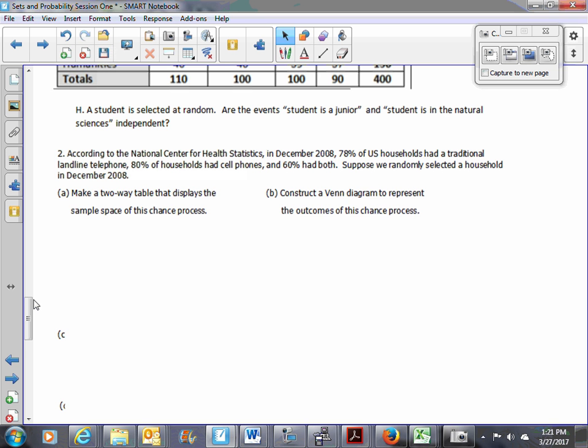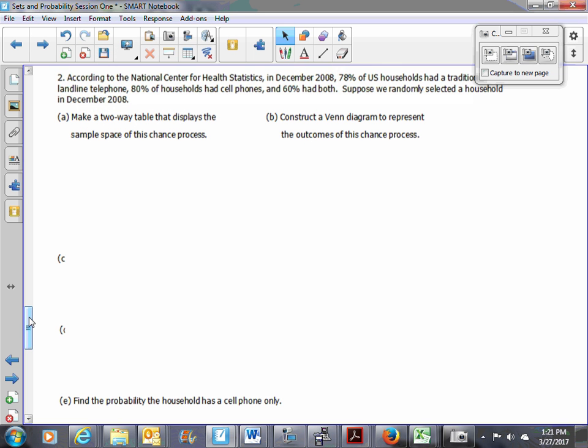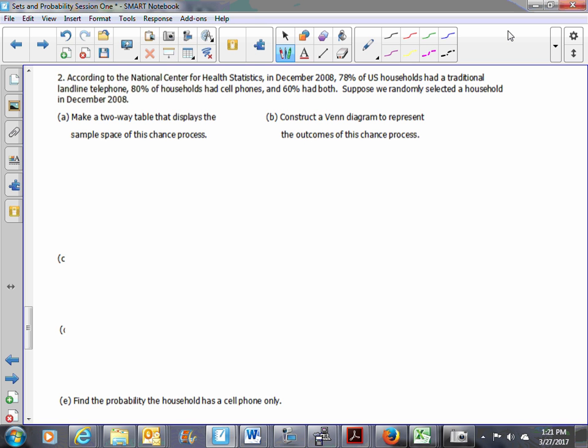Okay, according to the National Center for Health Statistics, in December of 2008, 78% of U.S. households had traditional landline telephones, 80% had cell phones, and 60% had both. Suppose we randomly selected a household in December of 2008. Make a two-way table that displays the sample of this chance process. Okay, what have we got?